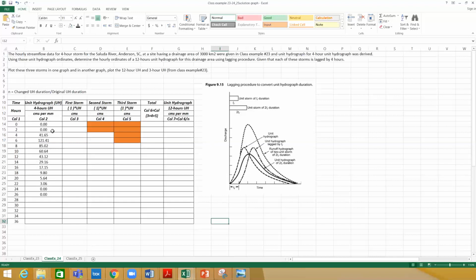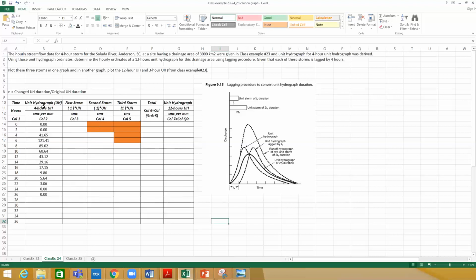So in this problem, we had 4 hours unit hydrograph, and we want to develop 12 hours unit hydrograph, and each storm is lagged by 4 hours. So basically we will have 3 storms, and each storm is actually lagged by 4 hours. So that's what we have to do. And once we have all of these, we have to plot all the data. So for the first one, you are seeing the number is 1, 1, 1. So basically the coordinate is same. We don't have to change anything.